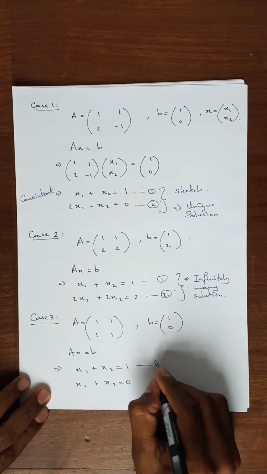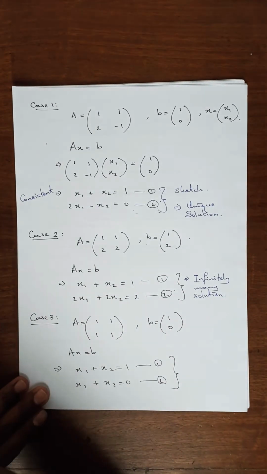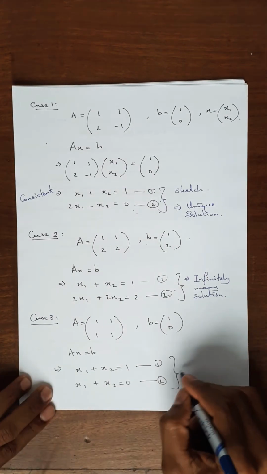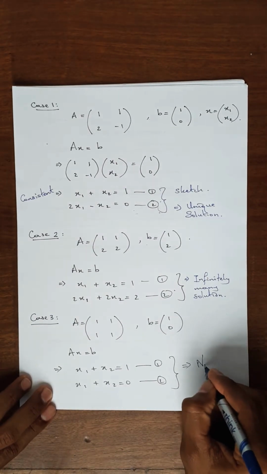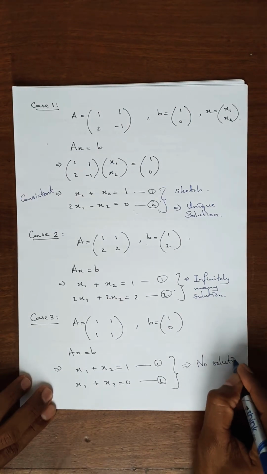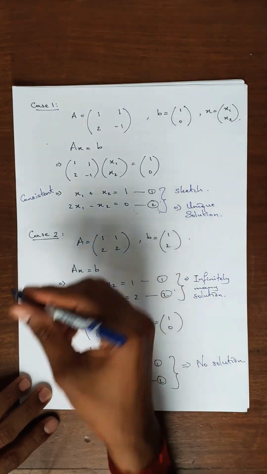Now this is quite easy to understand, because plotting these two graphs will give you two parallel lines, and having two parallel lines, there is no intersection at all. This gives you no solution. So basically this is what you have seen in geometry in lower classes.